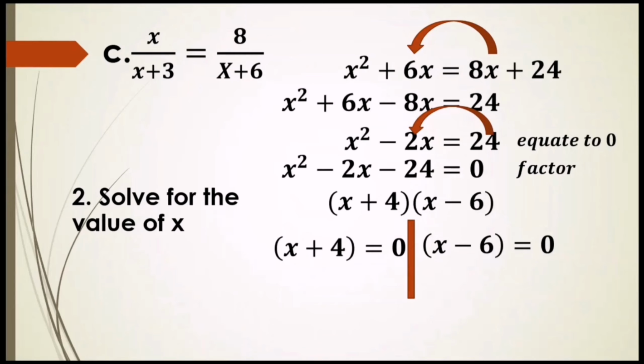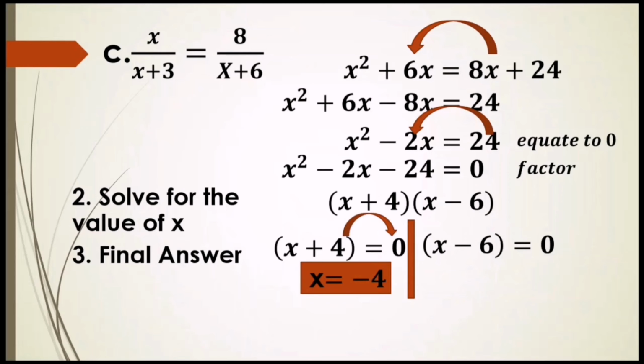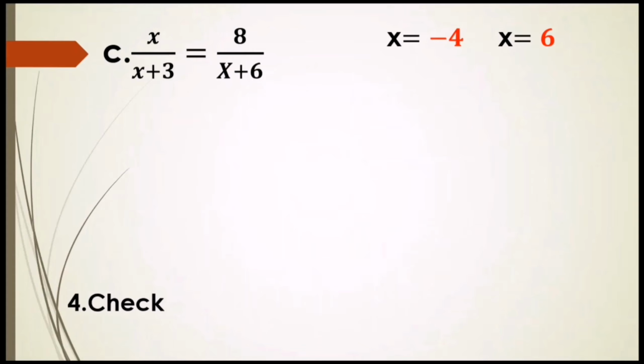So from x plus 4 is equals to 0, make it x is equals to negative 4. And then from x minus 6 is equals to 0, transpose it or add plus 6 to both sides, then it becomes x is equals to 6. Therefore, our final answer is negative 4 and positive 6. Now, again, our last procedure is to check our answer if it is correct or not.